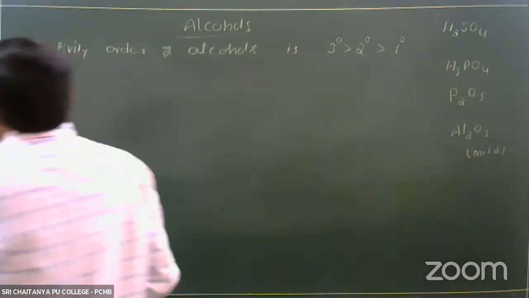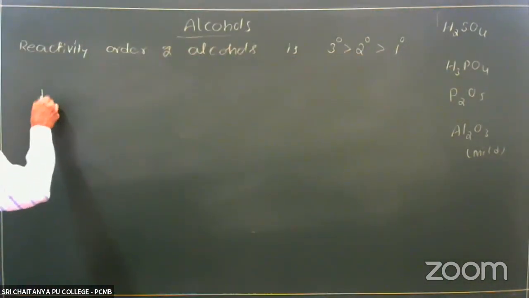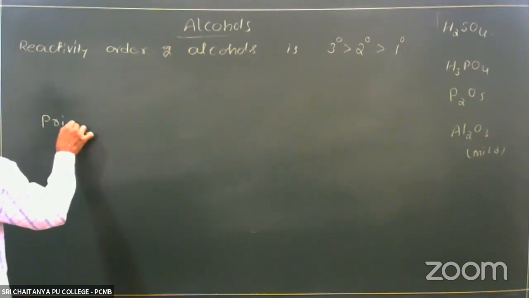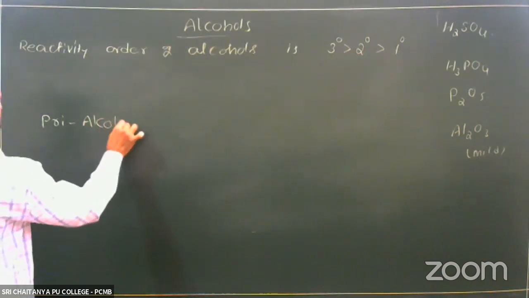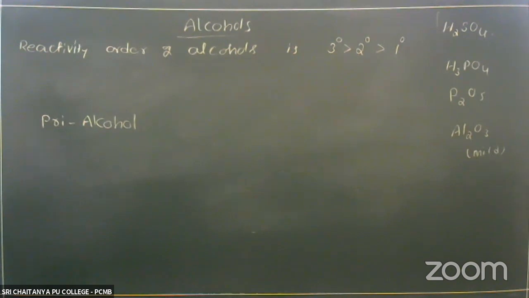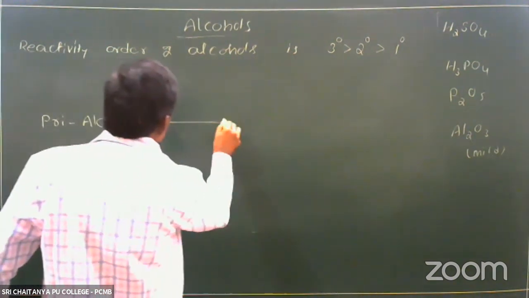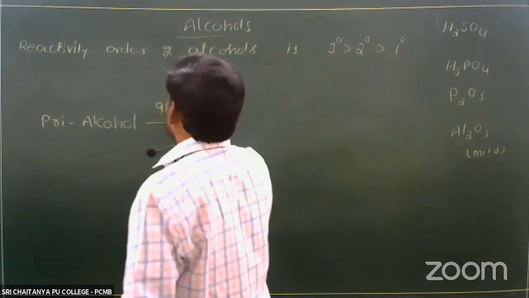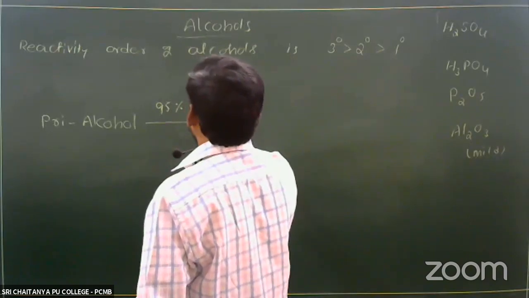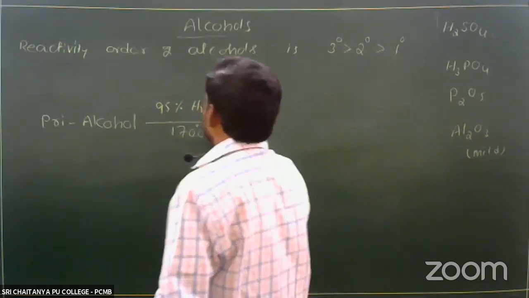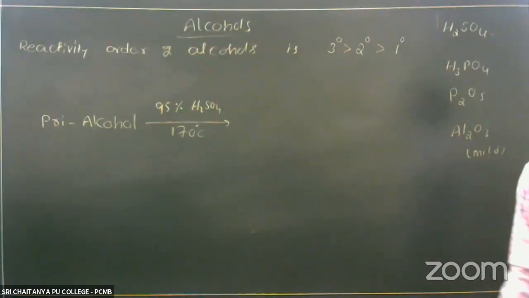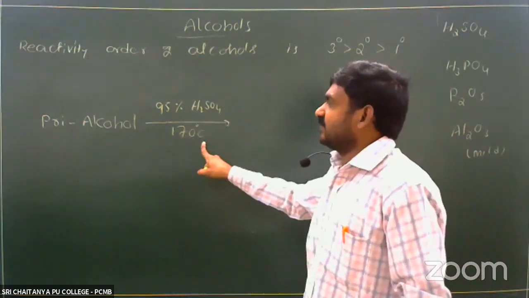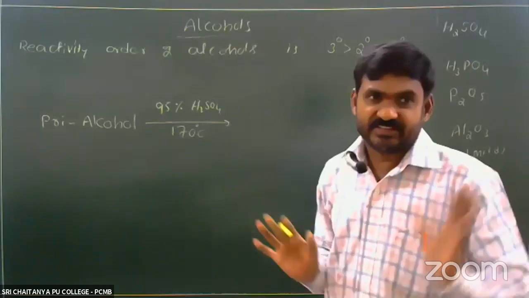Here, if you take a primary alcohol, that is ethyl alcohol, it is considered a primary alcohol. This primary alcohol undergoes dehydration in the presence of sulfuric acid. To undergo dehydration, a primary alcohol requires 95% sulfuric acid and a temperature of 170 degrees centigrade.